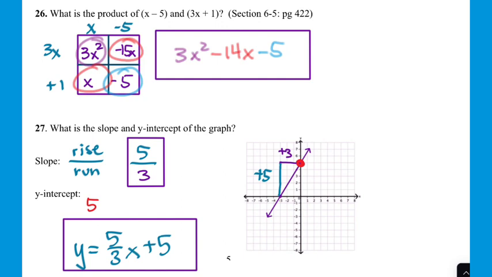On 27, we're just simply writing the equation of the line here because we know our rise over run and we know our y-intercepts. So we can just put that in the correct order there.